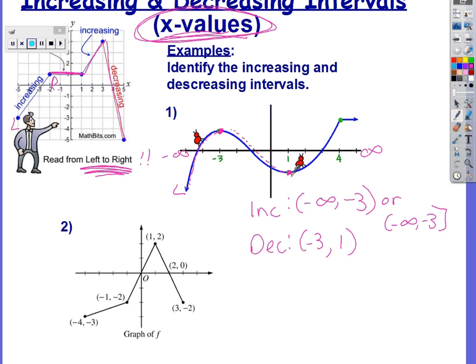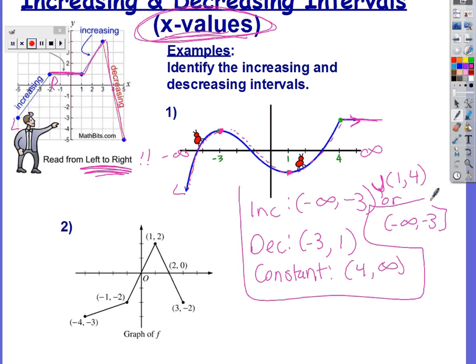At this point, it starts to go back up. So another interval would be from 1 to 4, in union over here. And then we have a constant. It looks like it flattens out from 4 to infinity because we have an arrow here. So this would be our answer. Keeping in mind you can use these hard brackets if you want to as well.